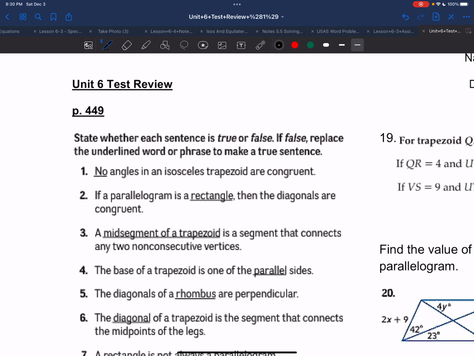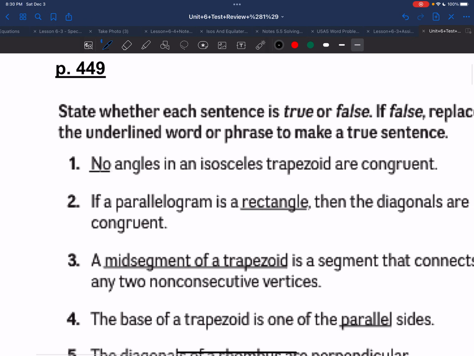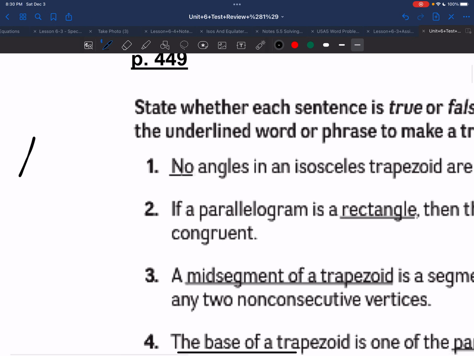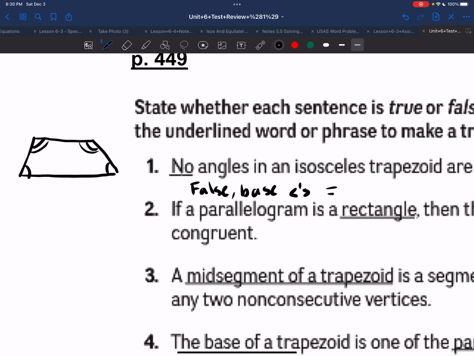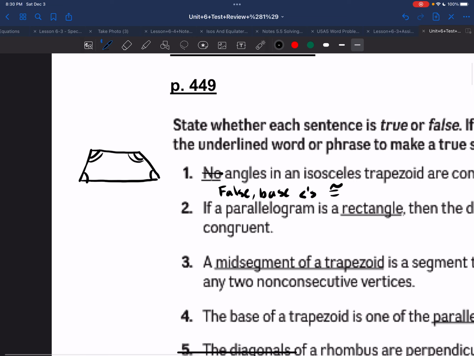Okay. Number 1, it says, no angles in an isosceles trapezoid are congruent. That's incorrect, because if I draw an isosceles trapezoid, then their base angles are congruent. So we can say false, the base angles are congruent. So that's going to go away.